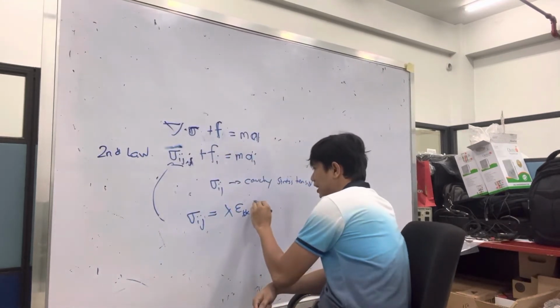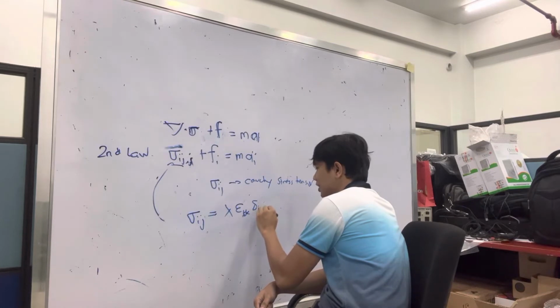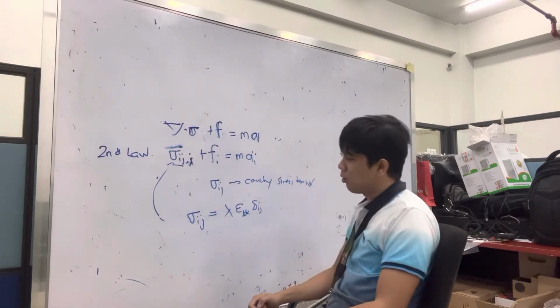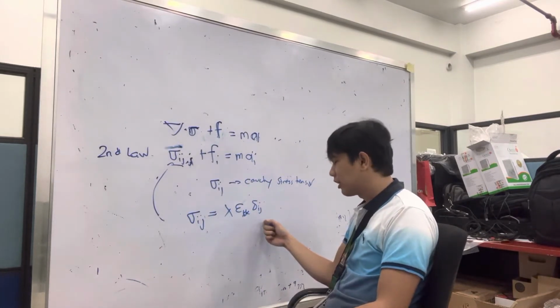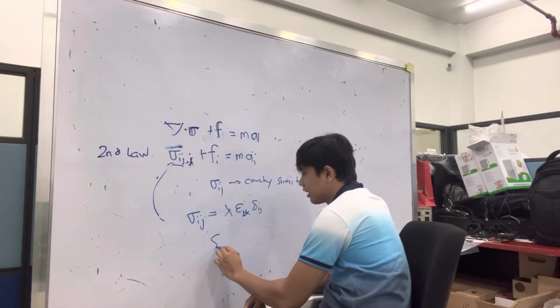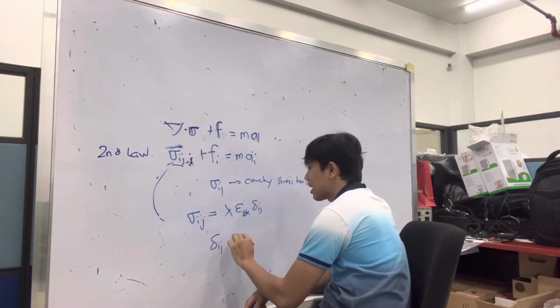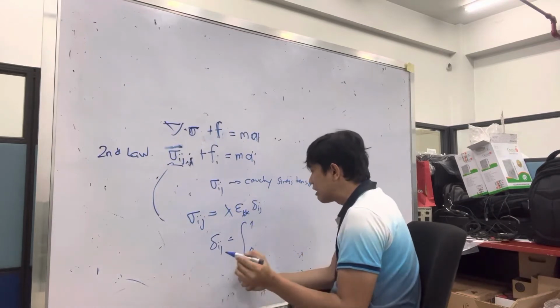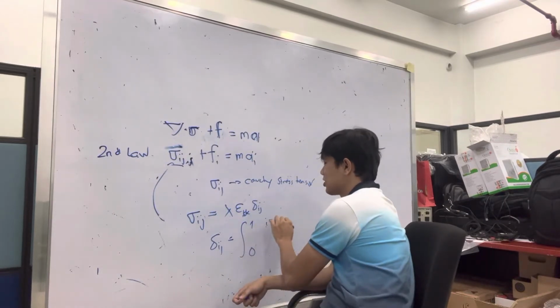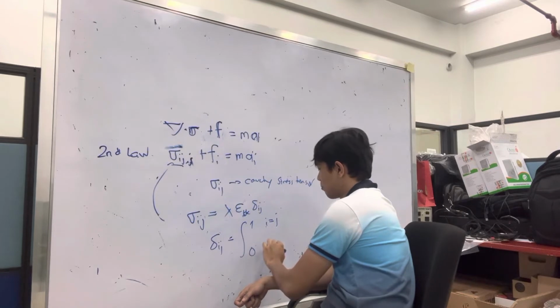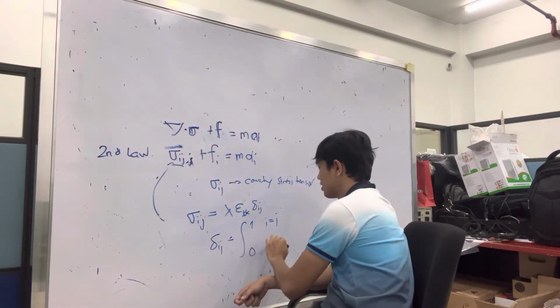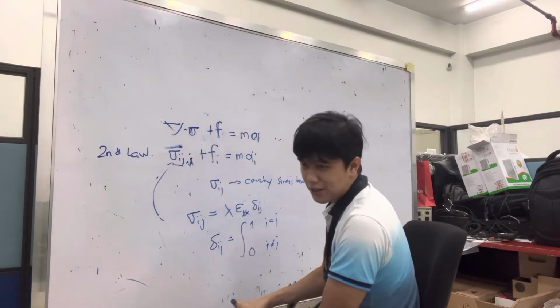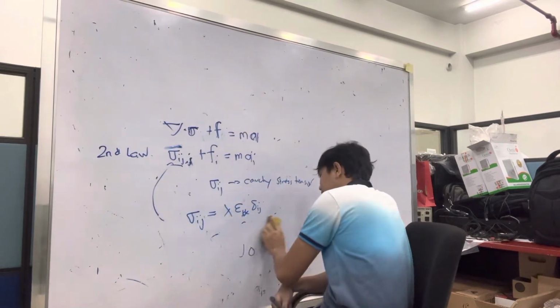Tapos, meron tayong tinatawag na special na constant called the Kronecker delta. So, ang Kronecker delta, dalawa lang yung values niya: either 1 or 0. 1 siya kapag i equals j. 0 siya kapag i is not equal to j.